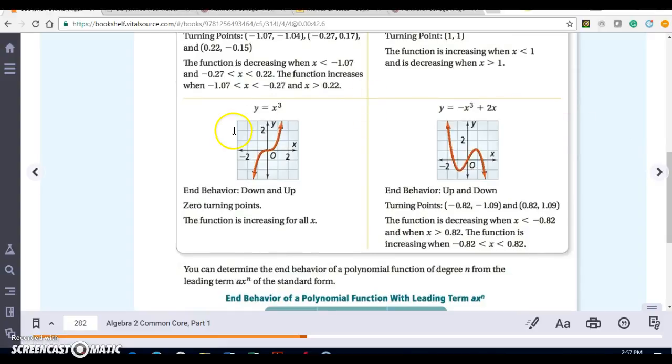All right, the next one, my end behavior is down and up. The turning point is at 0. The function is increasing for all values of x. So here, looking at it like I'm reading a book from left to right, I am constantly increasing. All right, here I have up and down. I have turning points here and here. These are my 2 turning points. And I look at it like I'm reading a book. So first I'm decreasing, now I'm increasing, and then I'm decreasing again.